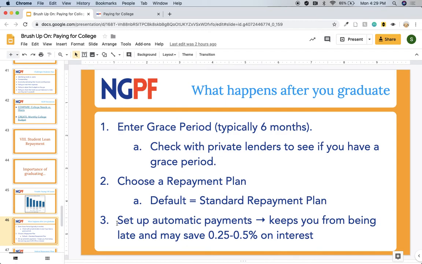Another little tip that I have is set up automatic payments, just like you would for a bill. It keeps you from being late, and also sometimes they might actually decrease your interest rate by 0.25 or 0.5%. So just a little bit, but it can go a long way.